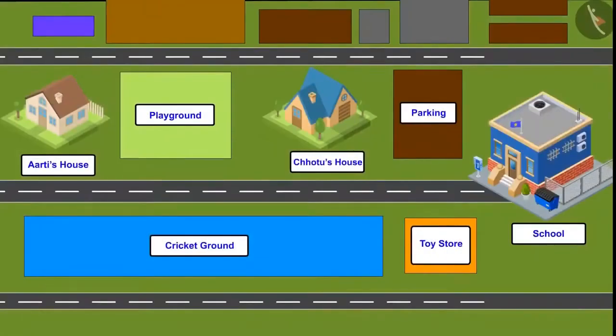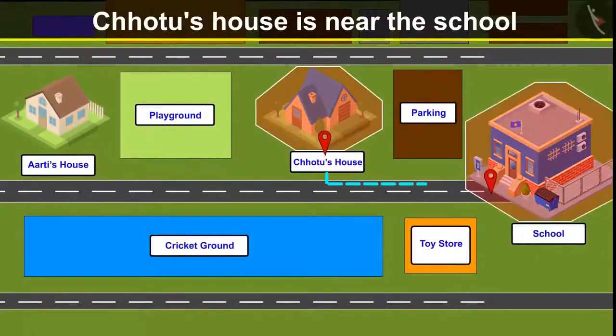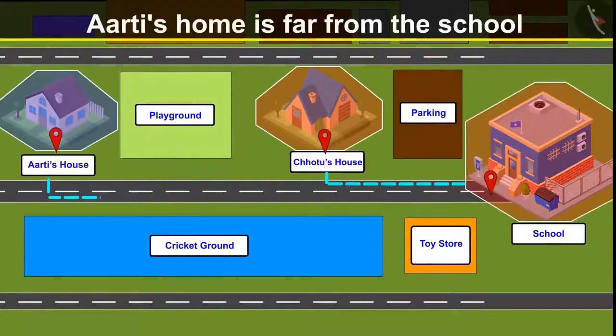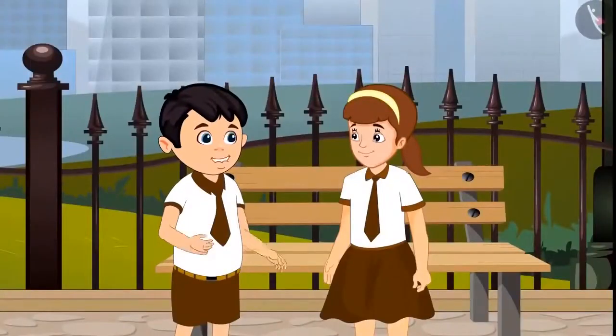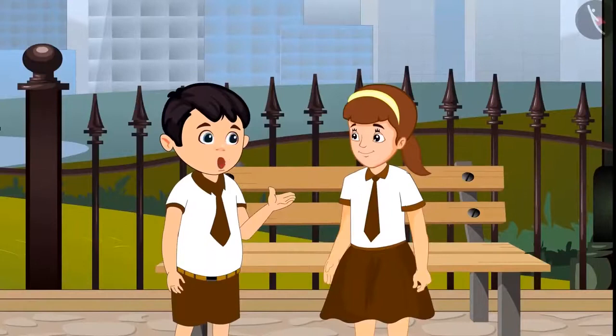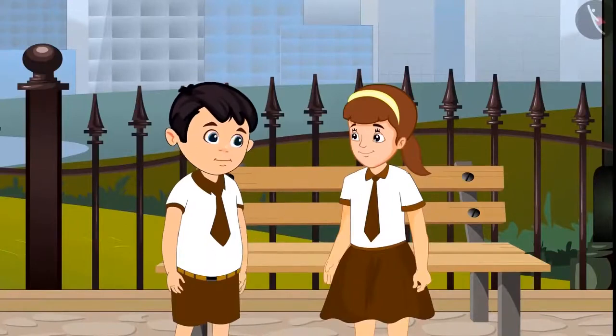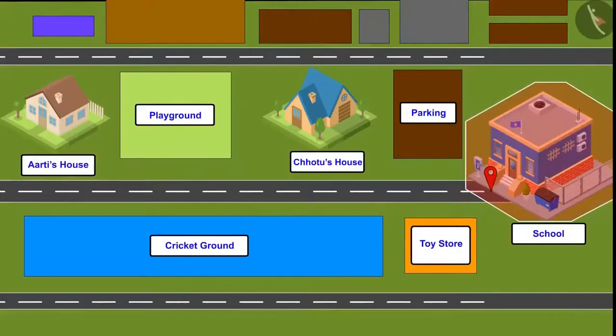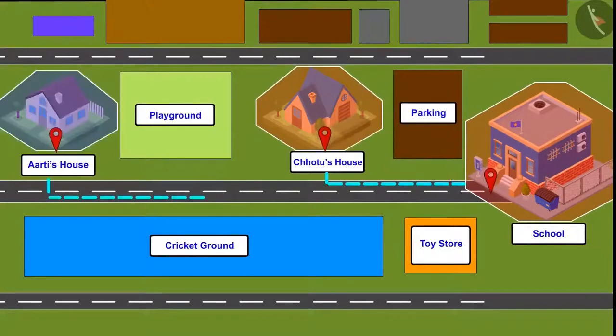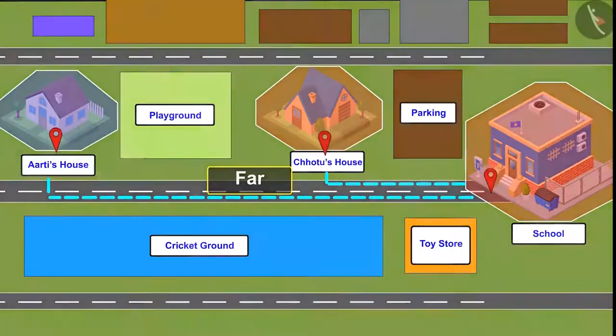Come on, let us see. Aarti, my house is near the school and your house is far from the school. So that's why I reach home early and it takes you more time to reach home. Okay, now I understood Chotu. So kids, did you see? Chotu's house is near the school and Aarti's house is far from the school. That is why it takes her more time than Chotu to reach home.